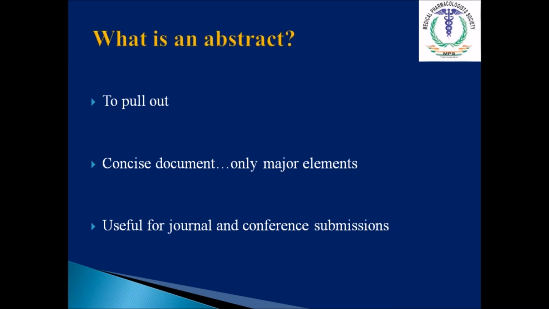So we need to write an abstract appropriately. And we all know making simple things complicated is very easy, but making complicated things simpler is very difficult. And that's why writing an abstract is more difficult than writing the main paper. So what we need to write in the abstract is that we only have to present our major elements. An abstract can be given for journal submission, or most of the time we write an abstract for conference submission. So there are again different guidelines for writing an abstract for conference submission and for journal submission.